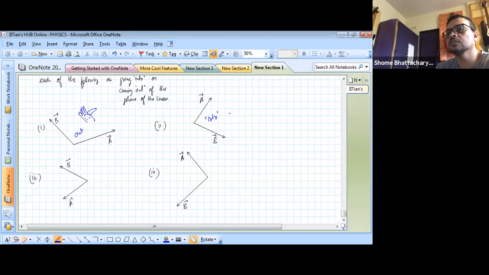Why is it going into the plane? See, you place your thumb like this and your fingers like this, and you will see that your hand is placed such that your knuckles are here. The palm is into the plane. This is the knuckle side. So that means your palm is into the plane, going into the plane. So you place your hand like this. Now again, for example, in the fourth case, you place your thumb like this and your fingers like this.